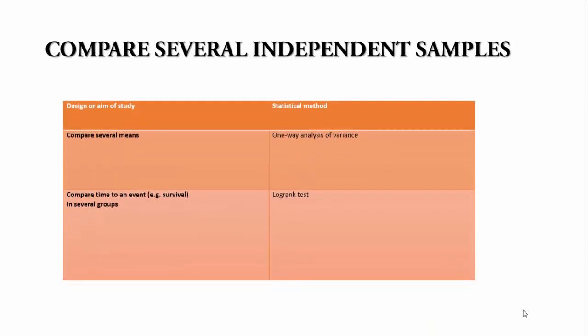If you want to compare several independent samples, and by independent I mean that these are samples that are taken from different populations, or rather different sets of populations, and you want to compare whether there is any similarity or difference. If you design the study in such a way that you want to compare several means, the appropriate statistical method to be used in this is the one-way analysis of variance, which is commonly known as the ANOVA. The assumptions thereof is that the data should be continuous, it should also be normally distributed, and the variance should be the same.